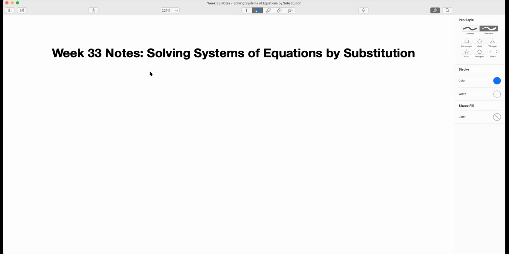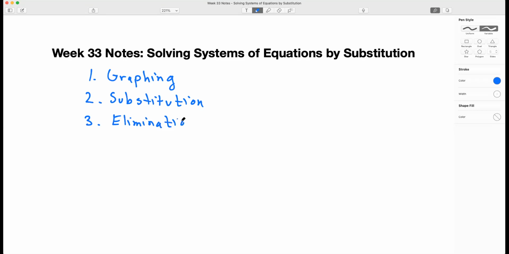In this video, we're going to learn another method of solving systems of equations. So far, we have learned how to solve systems of equations by graphing. The next thing we are going to learn today is substitution. That is another way you can solve systems of equations. A third way is elimination, which we will talk about in a few weeks. But today we're going to be covering the substitution method.